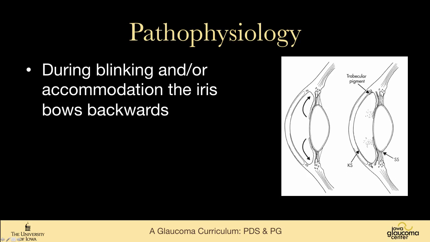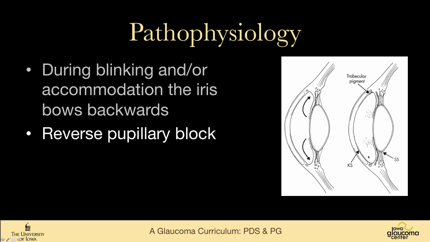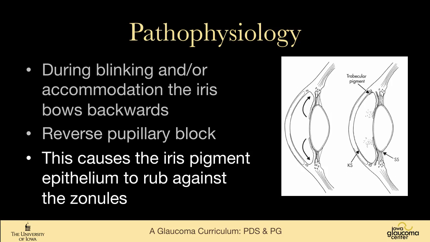It also accumulates here in the trabecular meshwork. It also accumulates at the posterior part of the lens where the zonules and the vitreous face join. And that's a Scheie stripe. And we'll show all those. So this is considered to be reverse pupillary block. And again, it causes the iris pigment epithelium to rub against the zonules.